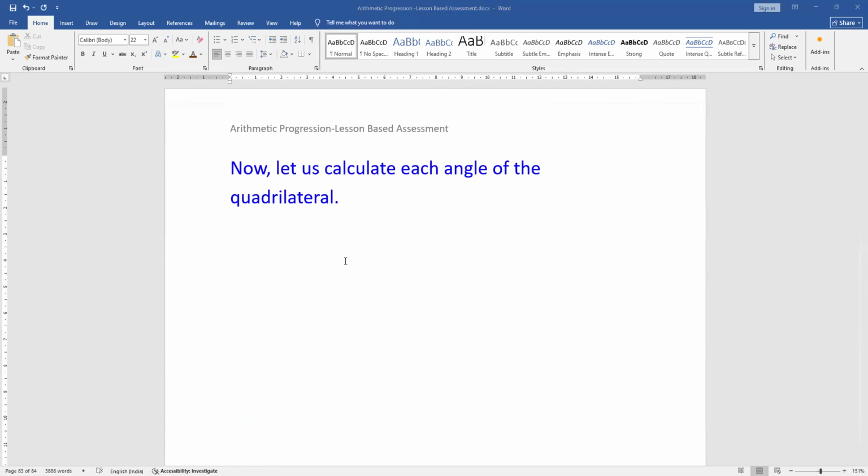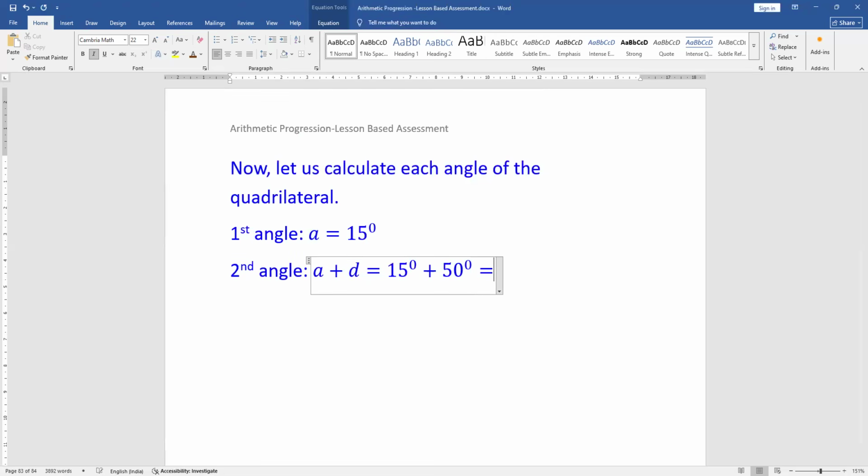Let me write that. So what are those angles now? First angle, what is the first angle we have? First angle is A, as I told you. So it will become how much? It will be 15 degree. Then the second angle is A plus D. So A plus D means it is 15 plus 50 degree, which is equal to 65 degree. Then the third angle is A plus 2D.